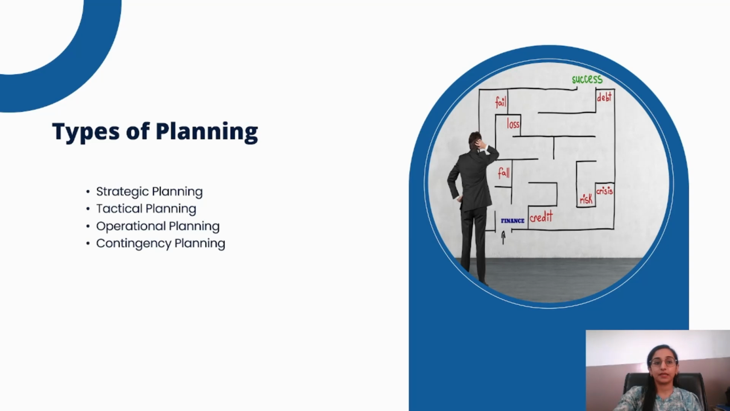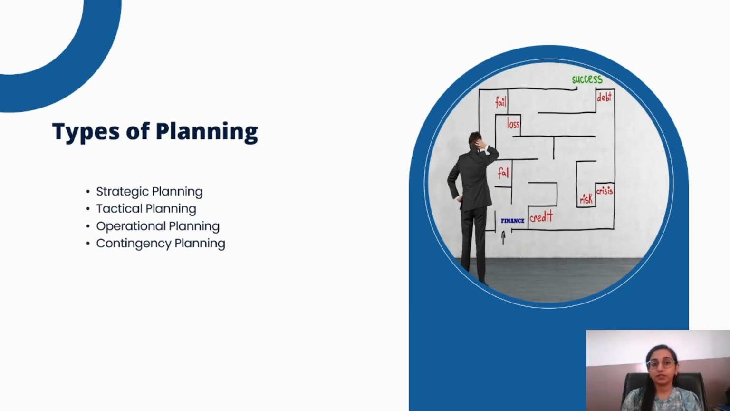Talking about timeline, tactical plans include a clear timeline with deadlines for completing each action step. This helps ensure that the plan stays on track and that the strategic goals are pursued in a timely manner.